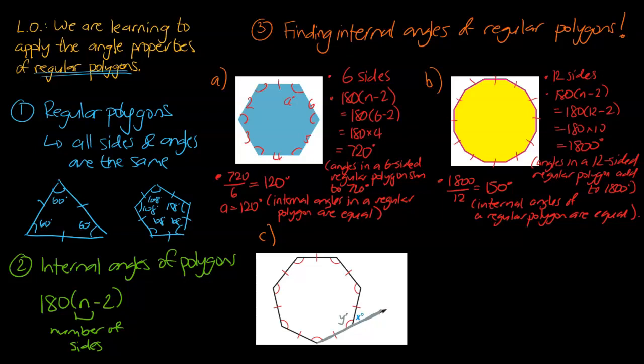So we're using the straight line rule here, but it could be angles around a point. It could be vertically opposite angles. Could be angles in a triangle. Could be any of the other angle rules integrated or linked in with our regular polygon. But first step, let's find out how many sides we've got.